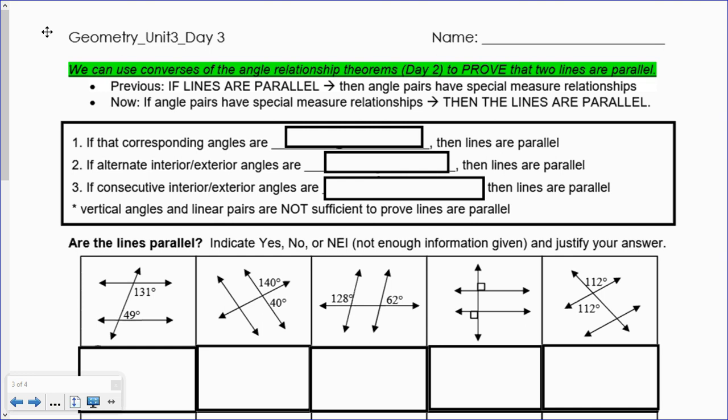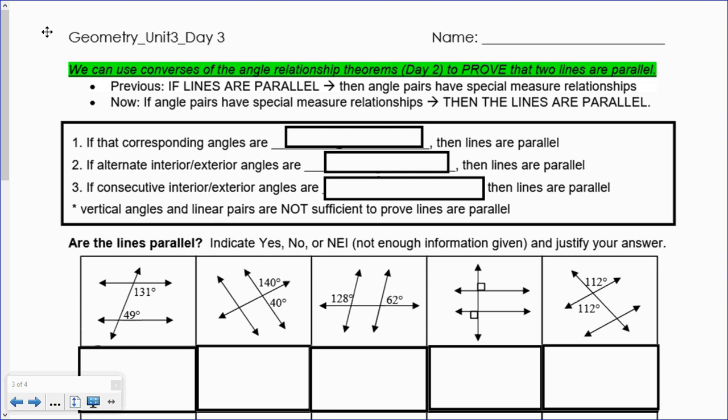Alright. As a little introduction to day 3, before we start going through the notes, day 3 is basically the reverse of what we did on day 2. The converse. So on day 2, we learned that if we have parallel lines and a particular angle relationship, then we can say that they are either congruent or supplementary, right? You first have that the lines are parallel, and if you have that condition, then you know that corresponding are congruent, alternate are congruent, and consecutive are supplementary, right? We're going to do the converse of that now.